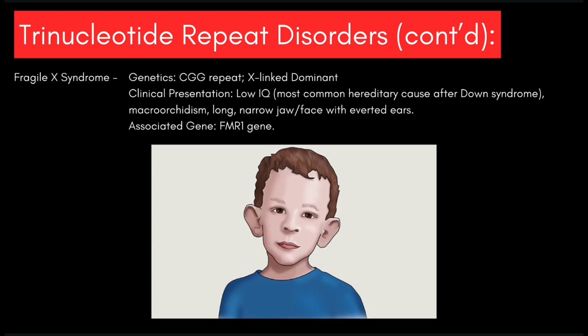Moving on. Next, I'd like to talk about Fragile X syndrome. The main genetics that underlie this trinucleotide repeat disorder are a CGG repeat, and it is inherited in an X-linked dominant fashion. The main clinical presentation of Fragile X syndrome is a low IQ level, and it's the most common hereditary cause after Down syndrome for this disease. Macroorchidism and long, narrow jaw face with averted ears. And the associated gene with this trinucleotide repeat disorder is the FMR1 gene. And I have an illustration here that showcases a lot of the clinical features found in a typical patient suffering from Fragile X syndrome.